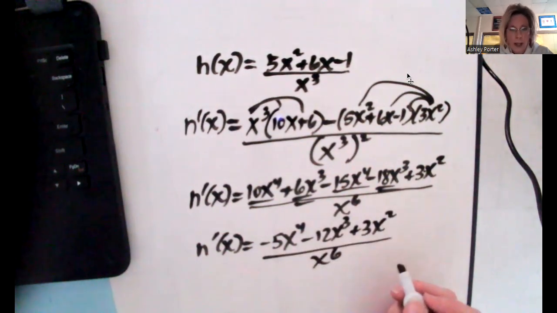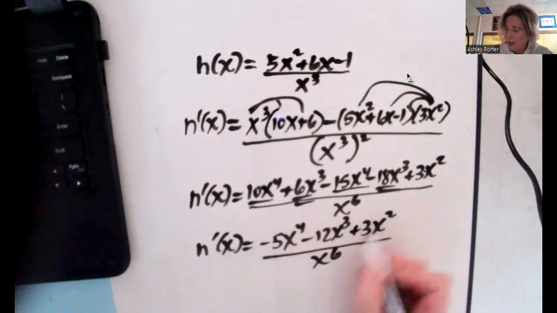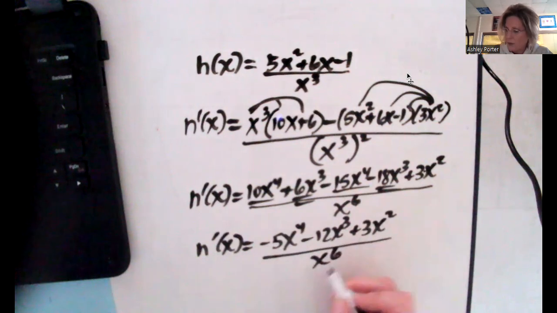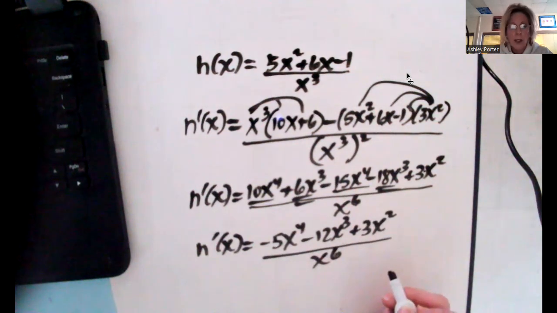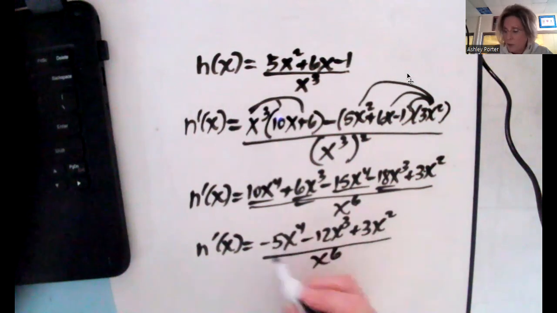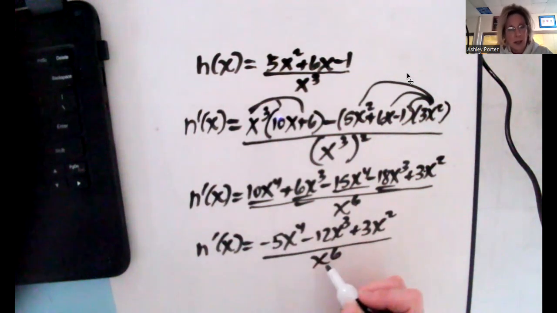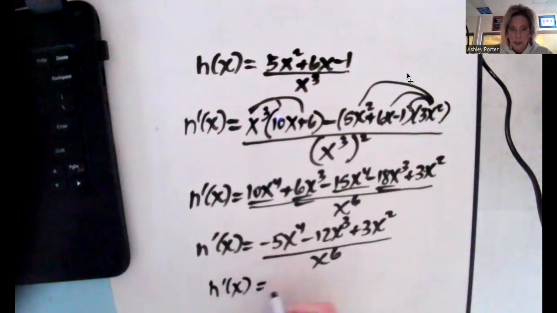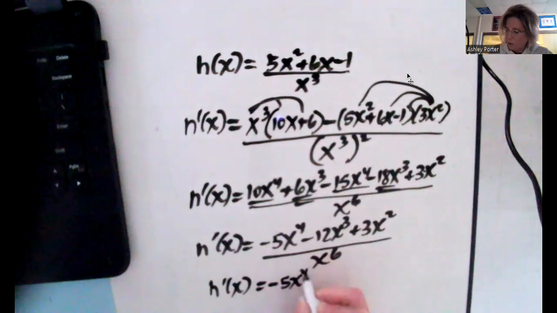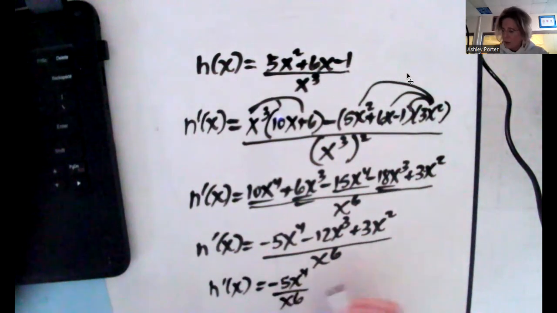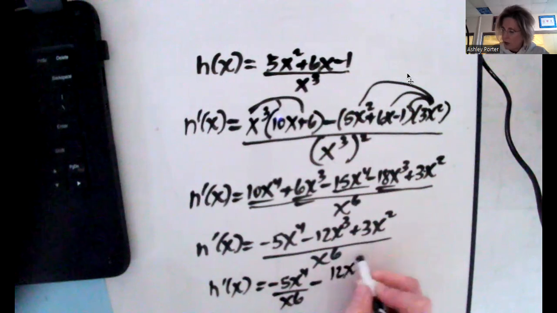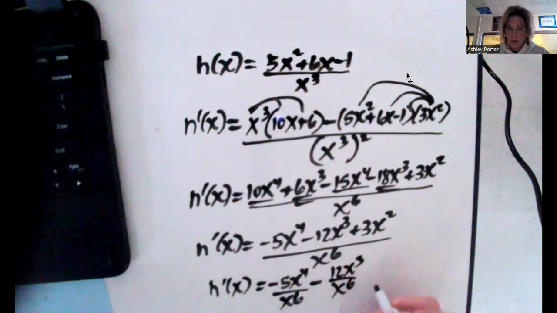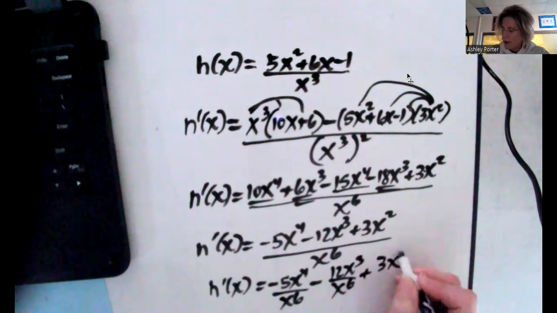Now, multiple things you can do at this point. Hopefully you will recognize all 3, 4, if you look at the term on the bottom as being a fourth term, they're all divisible by x squared. You could factor an x squared out of the top and reduce the x squared on top with the x to the sixth on the bottom. You can also separate and reduce and write that negative 5x to the fourth over x to the sixth minus 12x to the third over x to the sixth plus 3x squared over x to the sixth.